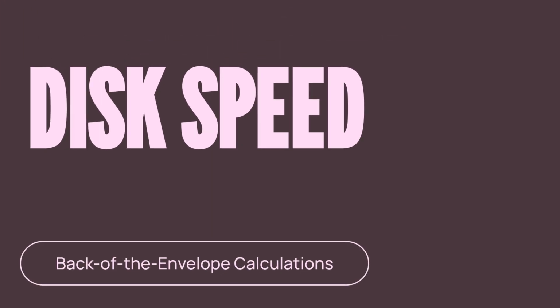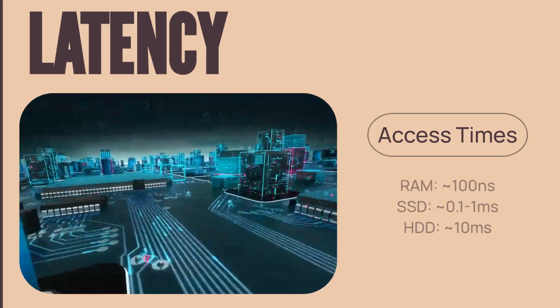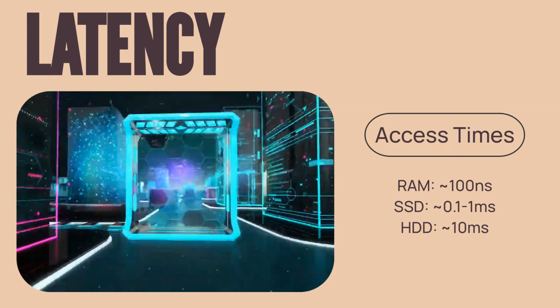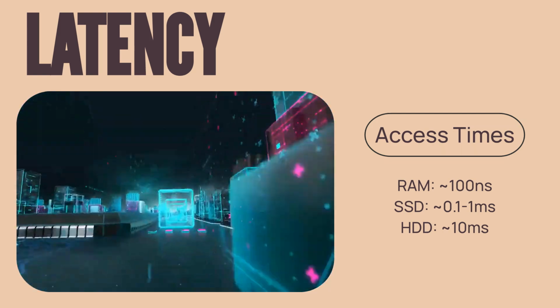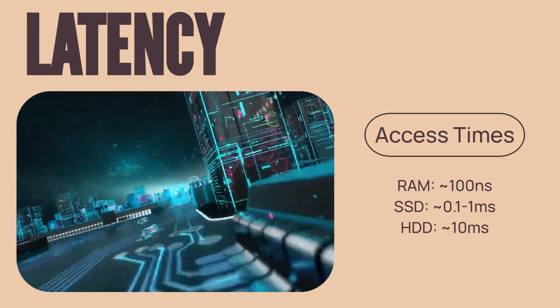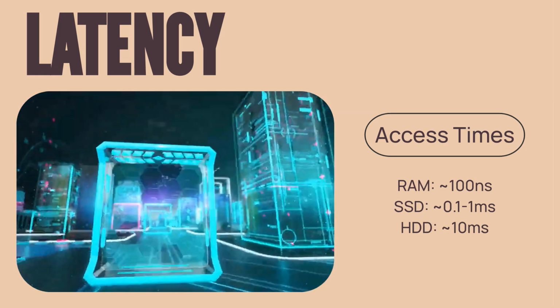Understanding disk speed and storage types is crucial for optimizing data access latency. For memory access times, use these general ranges. RAM is incredibly fast at around 100 nanoseconds. SSDs are slower in the 0.1 to 1 millisecond range, and traditional HDDs are around 10 milliseconds.